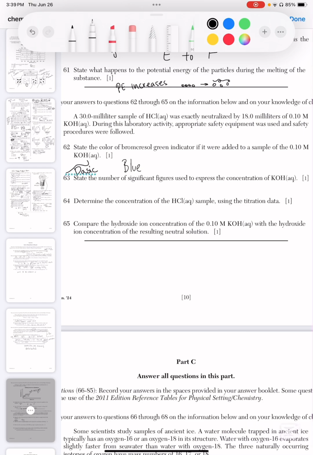State the number of sig figs used to express the concentration. Oopsies. Oh, wait. It's already given. This is the concentration. It's 2 sig figs. Yeah, leading zeros never count, and trailing zeros count if there's a decimal point.